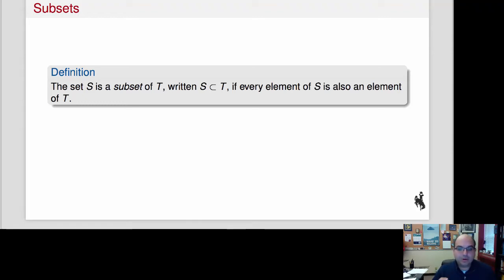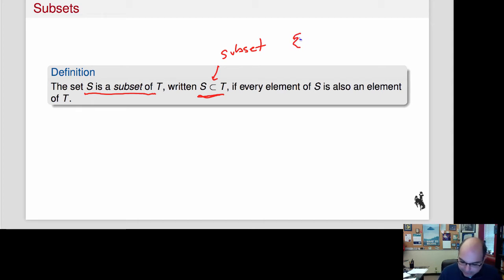Last time we looked at set equality, so now let's look at a somewhat weaker property, which is a subset. Okay, so here's our definition. We say that S is a subset of T, and this is the way we write it. That's our subset symbol. And S is a subset of T if every element of S is also an element of T. Okay, so that's the definition.